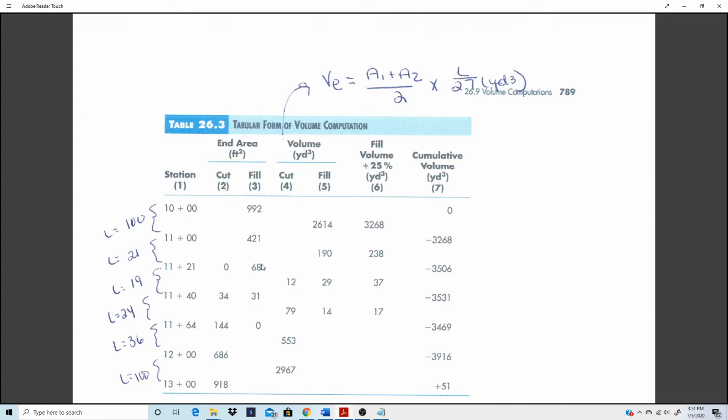And they've got 37. Let me check my number. They got 29. So let me check my two numbers. 68 and 31 divided by 2 times 19 divided by 27. Yep, I'm getting 34.8.